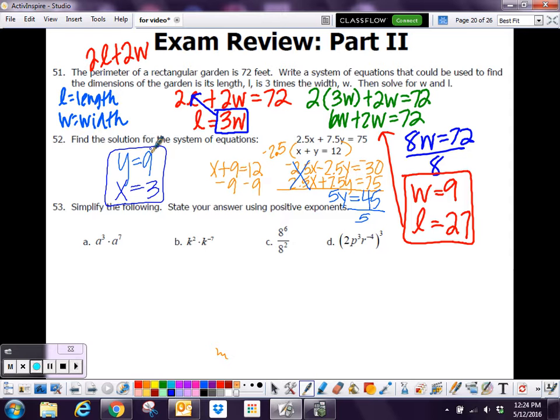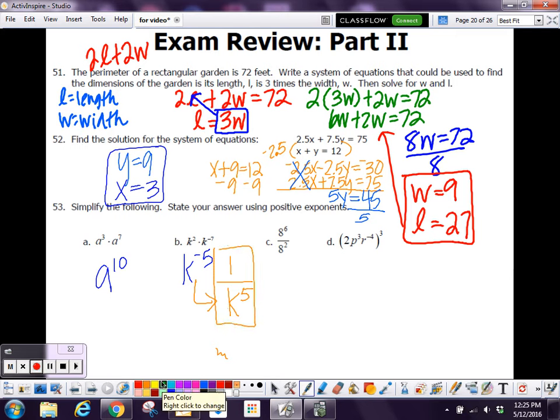53, simplify the following. State your answer using positive exponents. Okay, so when you multiply with exponents, you're going to add them. So a to the 3rd times a to the 7th is a to the 10th. B, if I add these exponents, that gets me k to the negative 5. But remember, you can't have negative exponents. So to get rid of that, that needs to get flipped. So I'm going to have k to the 5th on the bottom, but you can't have nothing on top, so you're going to have a 1.